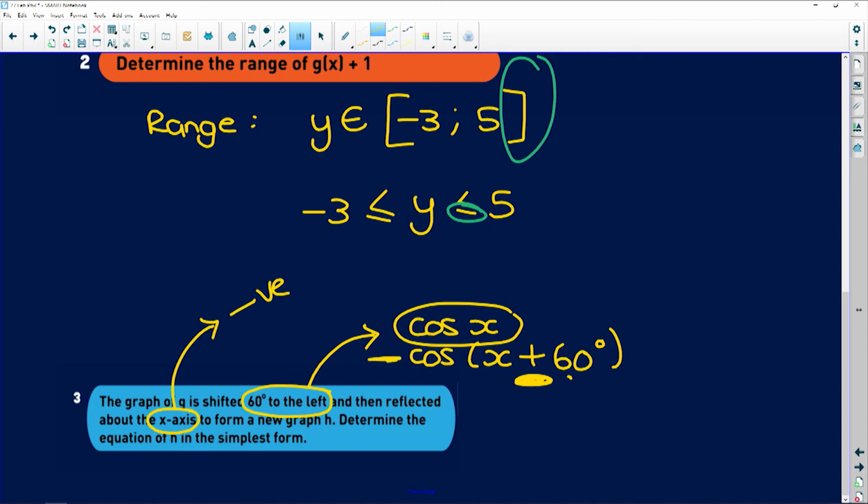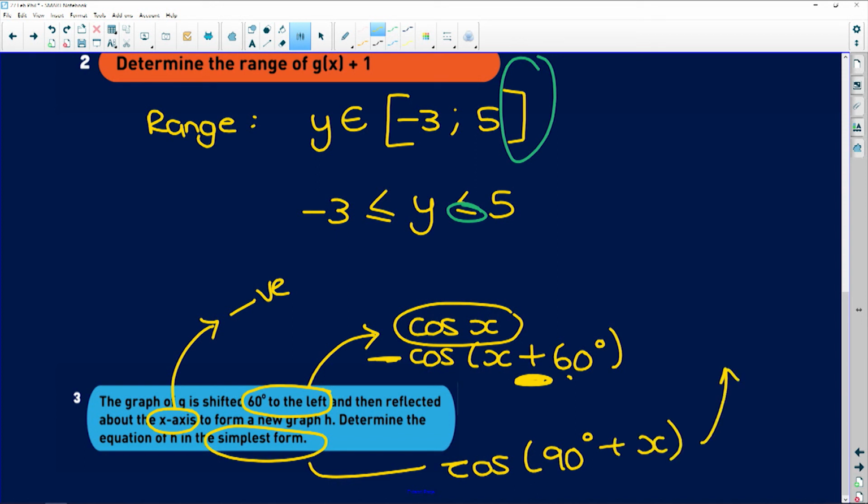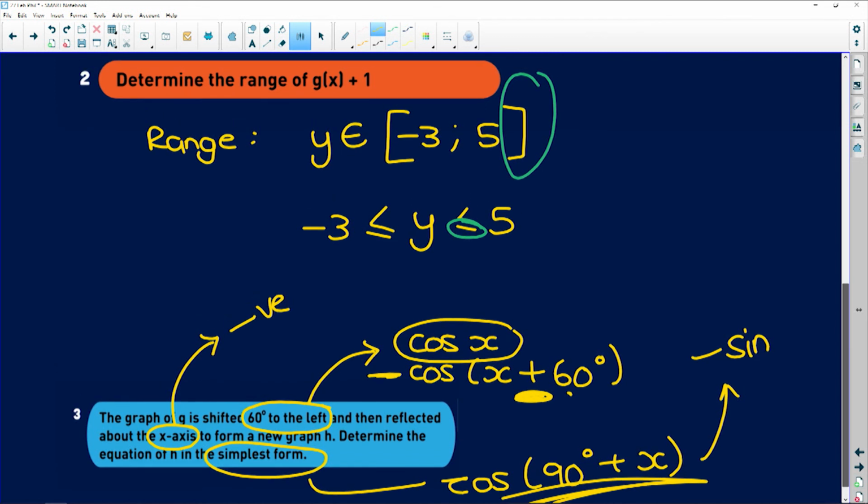Then it says in its simplest form, guys, I know for a fact that this is going to come out as cos of, I think it was 90 degrees plus x, or x plus 90. So in its simplest form is going to be negative sine of something or other, because cos of 90 plus x is negative sine. Okay, don't have time to go through that.